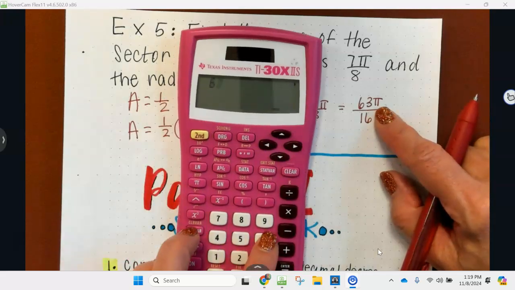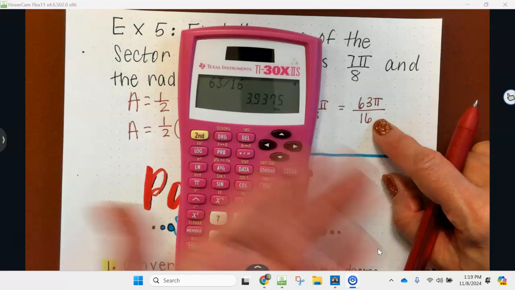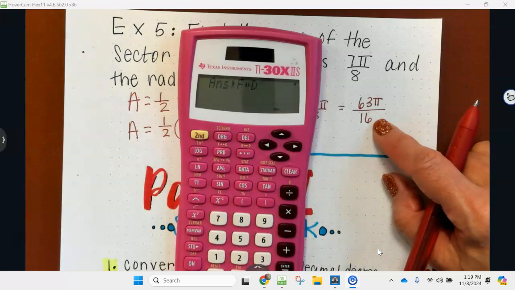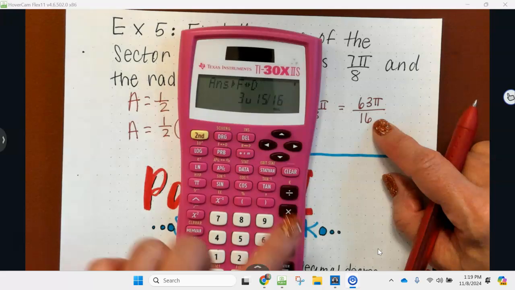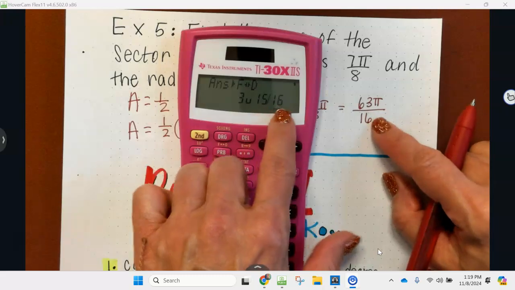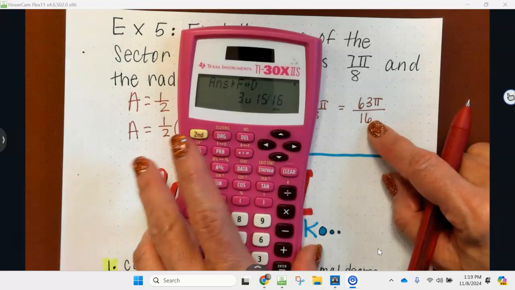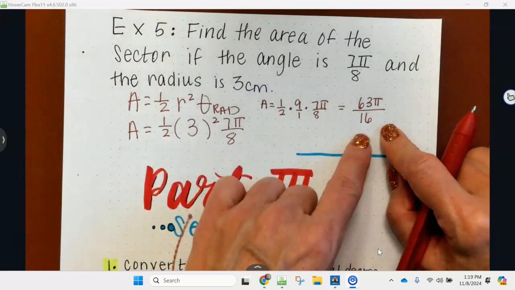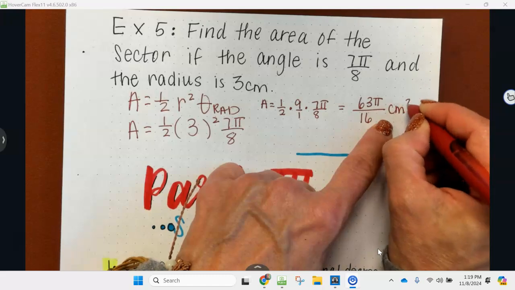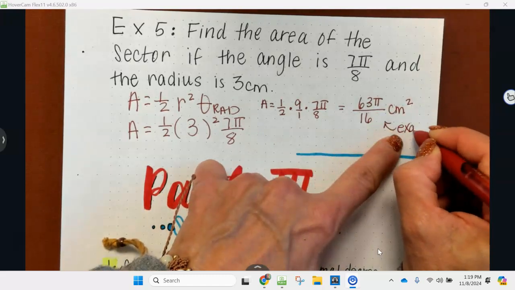I'm just going to type 63 divided by 16 and hit enter. It gives me a decimal. Remember, I can hit the second PRB, and 16 times 3 plus 15 would take me back to this. See how the denominator is the same? If the denominator is the same, then it's not going to be simplifiable. So this is our exact form. Let's go ahead and write centimeters squared. And just a reminder, that is exact form.